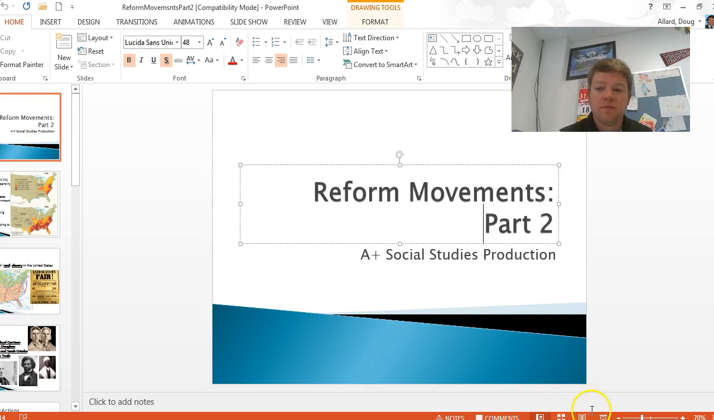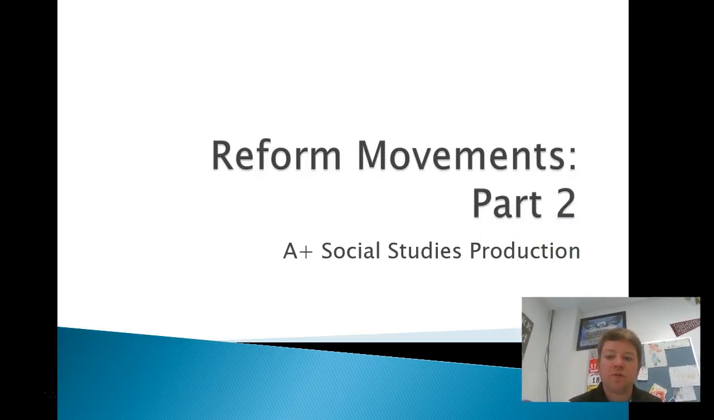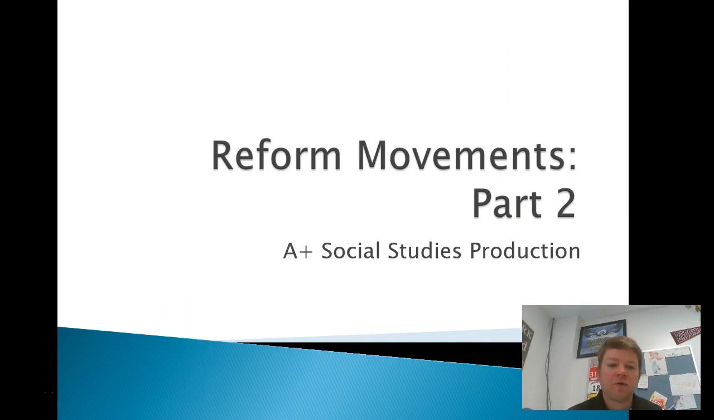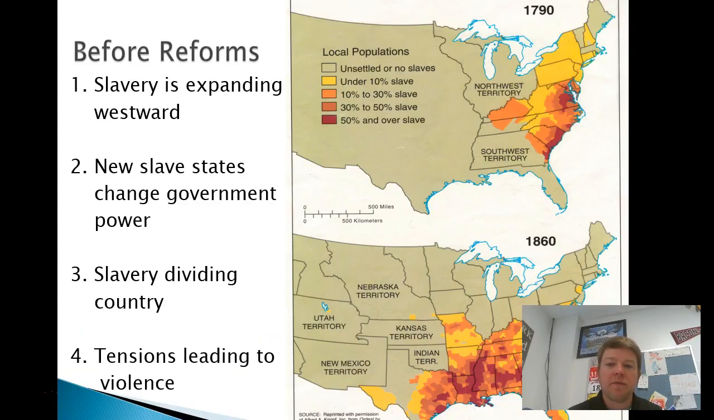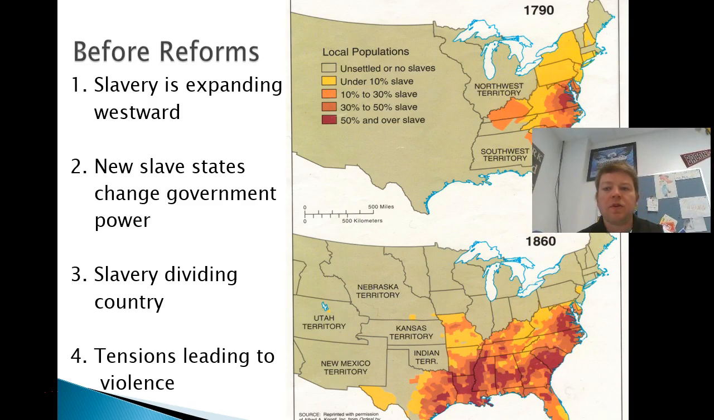Get this up too. There we go. All right, so abolitionist movement part 2. I'll be moving the camera around so I can try to keep it out of the notes here as best we can. So what was happening before the abolitionist reforms peaked? And you can see it in this map.